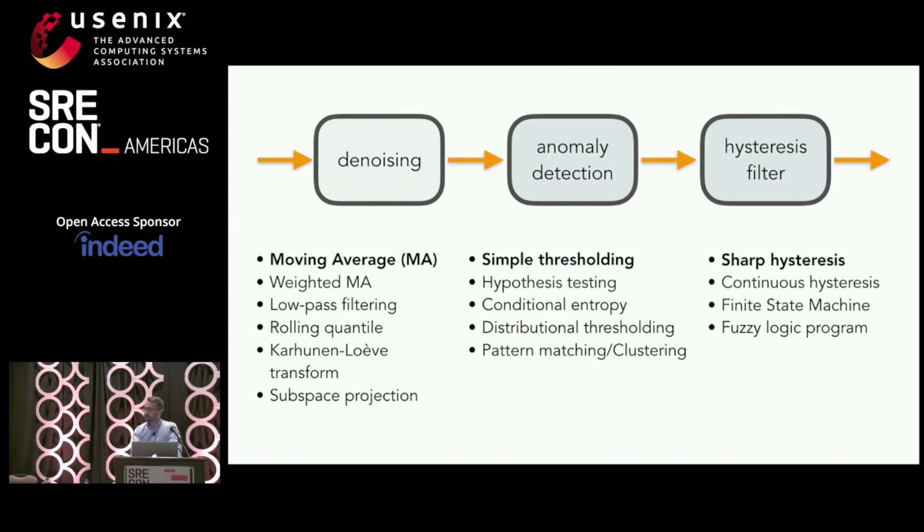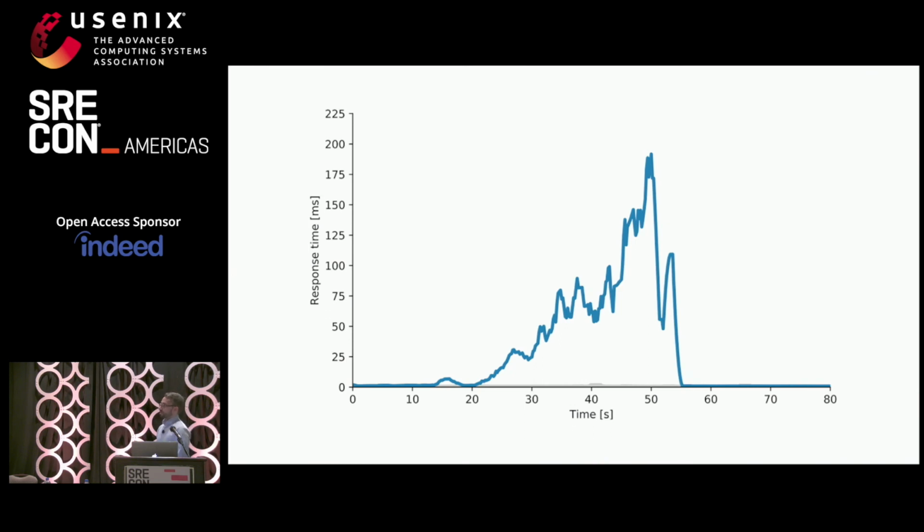So this is, in summary, the system that I was explaining to you. We go through these stages: denoising, anomaly detection, and hysteresis filter. And there are a number of techniques that we can use to implement each of these specific stages. In particular, I showed you the example using the simplest techniques, which are moving average, simple thresholding, and sharp hysteresis. Now, I guess you're probably curious to understand if this actually works. Well, let's find out. Let's go and revisit the two examples that I showed you earlier on. This is the example of the misbehaving canary that at a certain point starts experiencing an increase in response time.